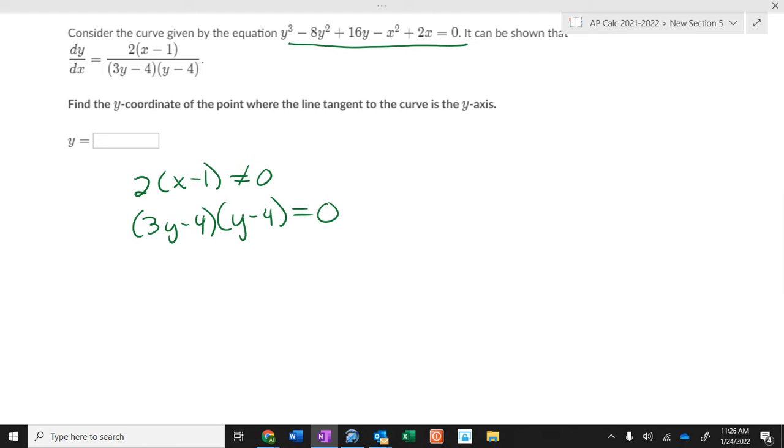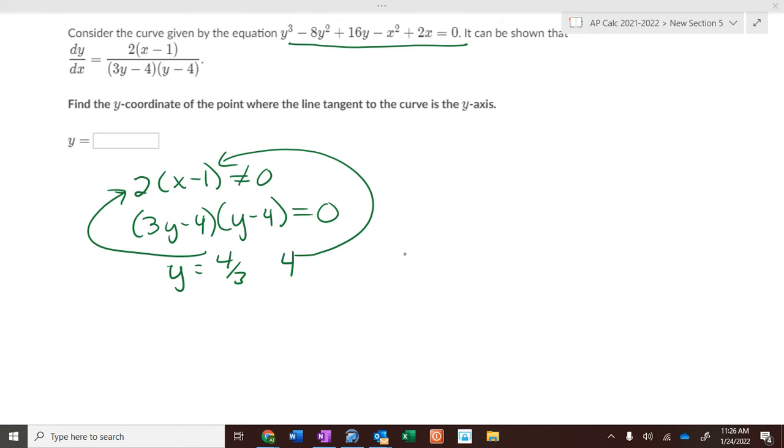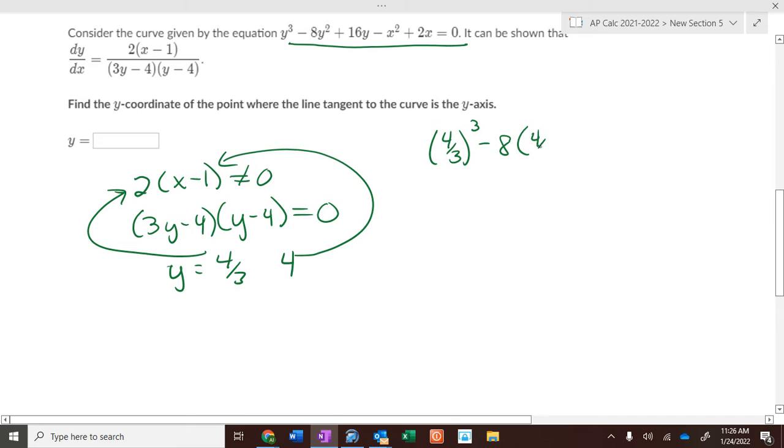What are our two numbers that'll make the denominator equal 0? y equals 4/3 and y equals 4 are two numbers, right? Okay, if we put a 4 into each of these, or 4/3 into here, that's not going to make 0, is it? If we put a 4 in here, that's not going to make 0, right? So let's put 4/3 into this top equation. Okay? So if we put 4/3 into the top equation, we go 4/3 cubed minus 8 times 4/3 squared plus 16 times 4/3 plus x squared plus 2x equals 0.